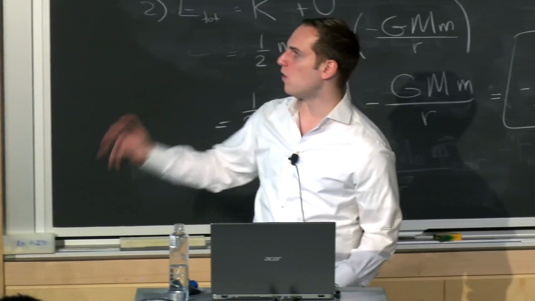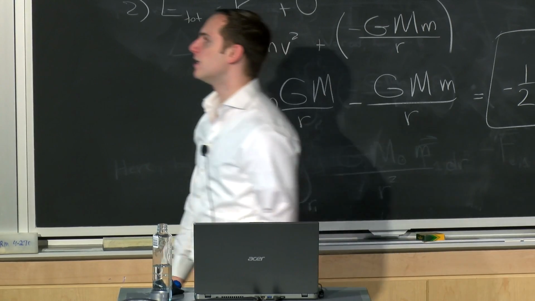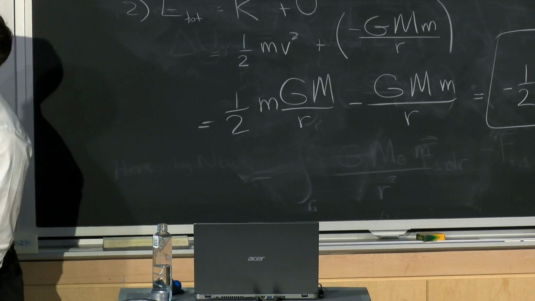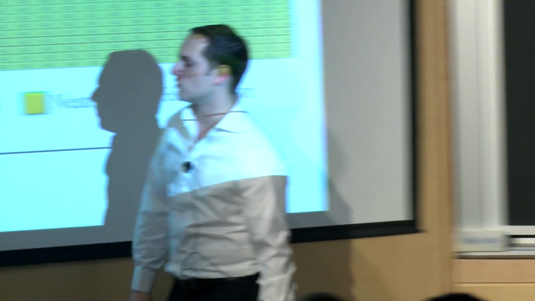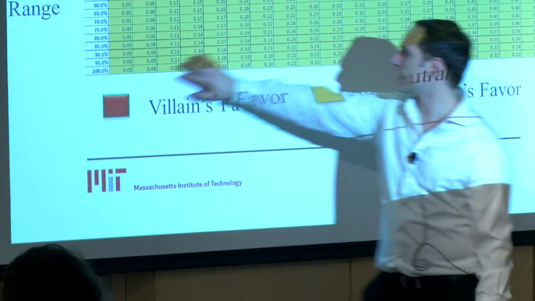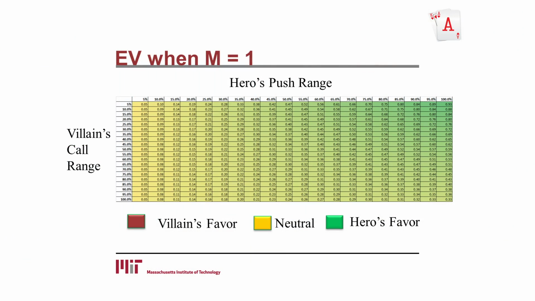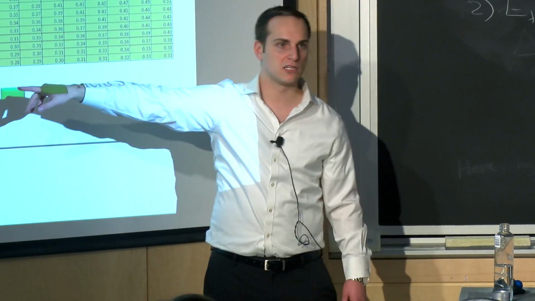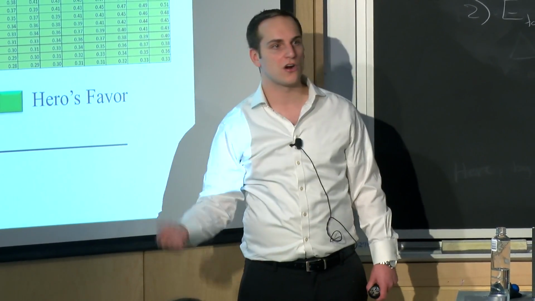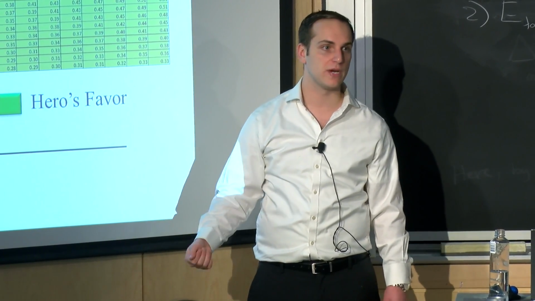So when M is 1, we end up with this sort of graph, with the hero's push range going up to 100% here, and the villain's call range going up to 100% here. This is our equity, which I just color-coded so we don't need to look at the numbers, where green means it's in the hero's favor, yellow means it's close to 0, and red means it's in the villain's favor. Okay, so what we see here is it's really green over here and really yellow over there.